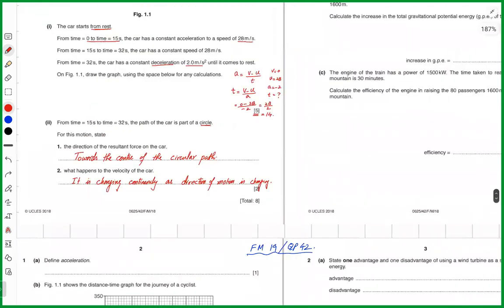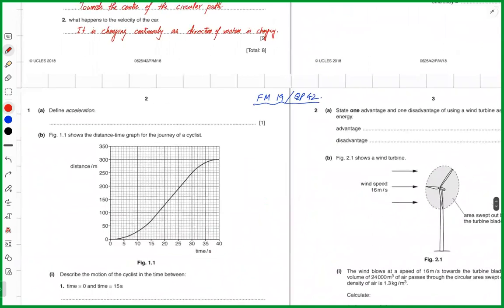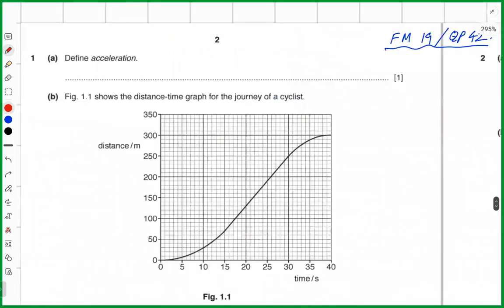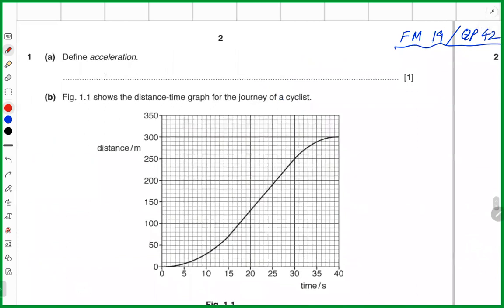Okay. Here's one more question. Again, rate of change in velocity. Rate of change of velocity is called acceleration. This question is taken from May/June 19, paper 42.